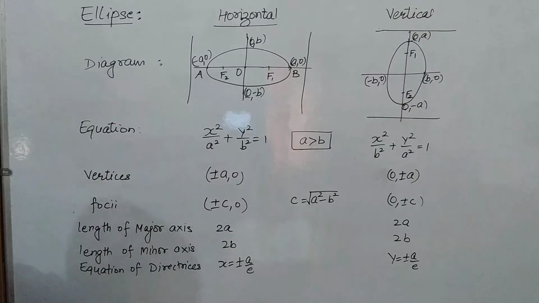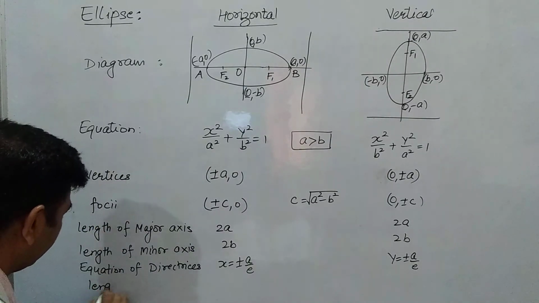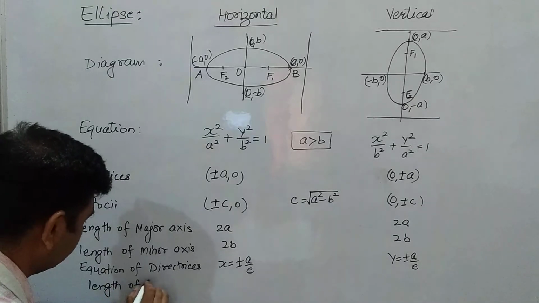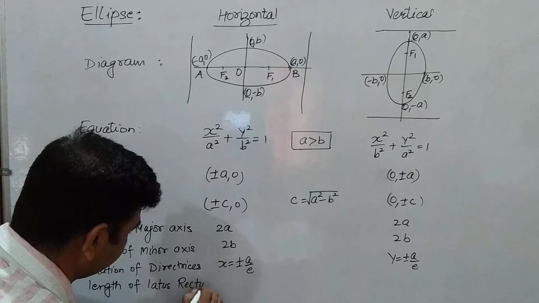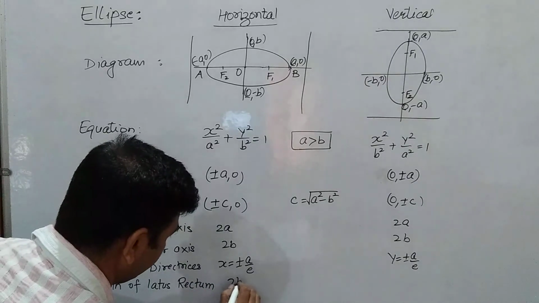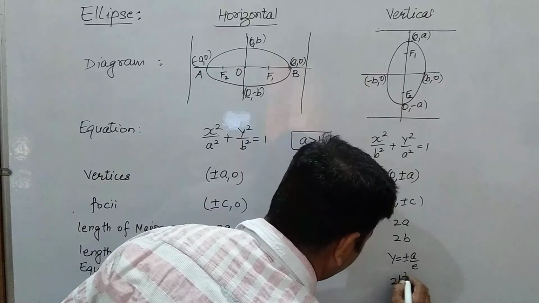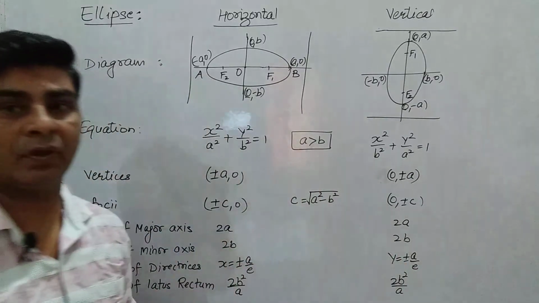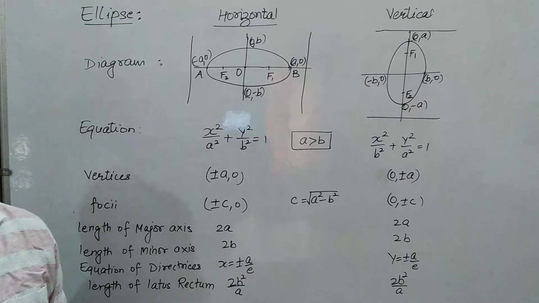Now the last one is, what is your length of latus rectum? Length of latus rectum is given by 2b square by a in both the cases. This is the same, 2b square by a. These are the length of latus rectum in both the cases.